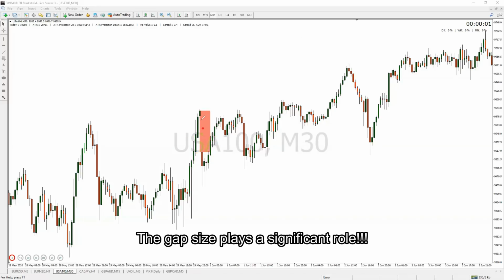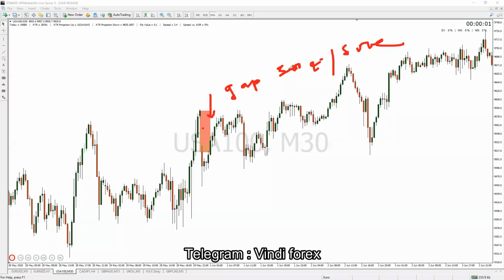It will make sense when we continue with this particular system why you want to check that you're comfortable with the gap size as far as the risk is concerned. That's another thing. You don't want to trade gaps that are extremely huge. You don't want to trade gaps that are very, very big.